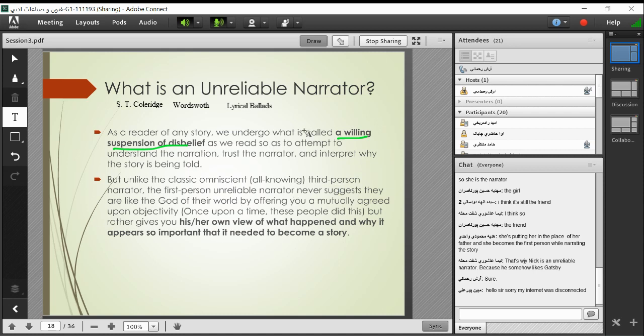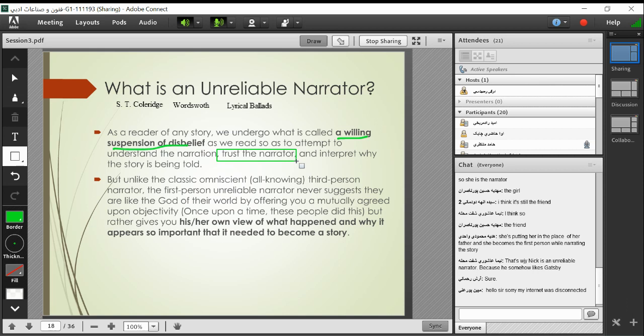So, in literature, because we have willing suspension of disbelief, we usually tend to trust the narrators. So just naturally speaking, we always try to trust the narrators. But the problem is that sometimes you shouldn't trust them because a certain narrator might be unreliable. And so if you follow his lead, if you trust him, no questions asked, well, then it will be problematic because you will be tricked. We will be fooled and we will not get to the bottom of the story, okay?